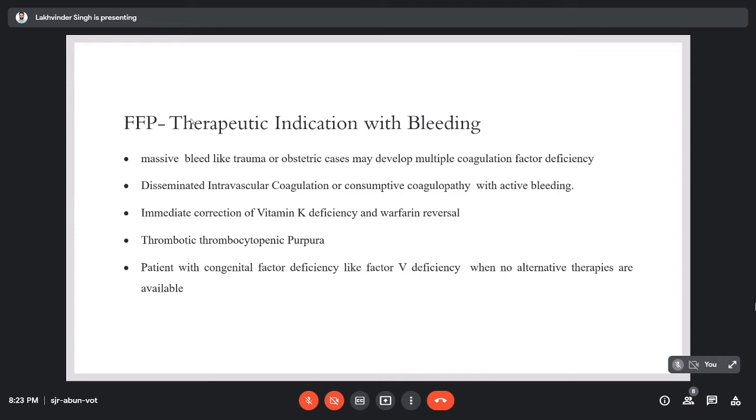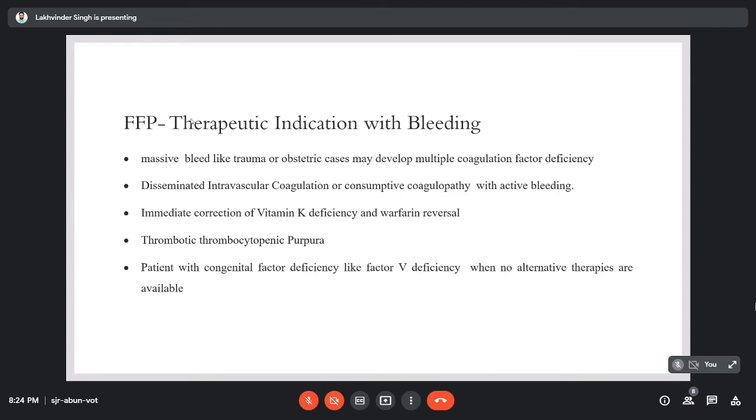Disseminated intravascular coagulation or consumptive coagulopathy with active bleeding. Again, you have to be very careful, because if DIC is there, coagulation is occurring everywhere. If you give more coagulation factors, it may be like putting fuel into the fire. So if the patient is actually bleeding, in that case you give FFP. If bleeding is not there, then probably we should avoid giving FFP in such patients. Immediate correction of vitamin K deficiency, 2, 7, 9, and 10 are the coagulation factors, and warfarin reversal.